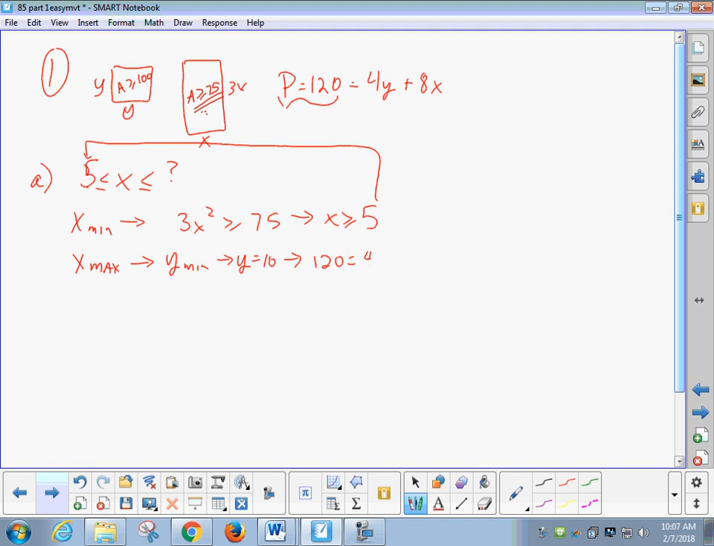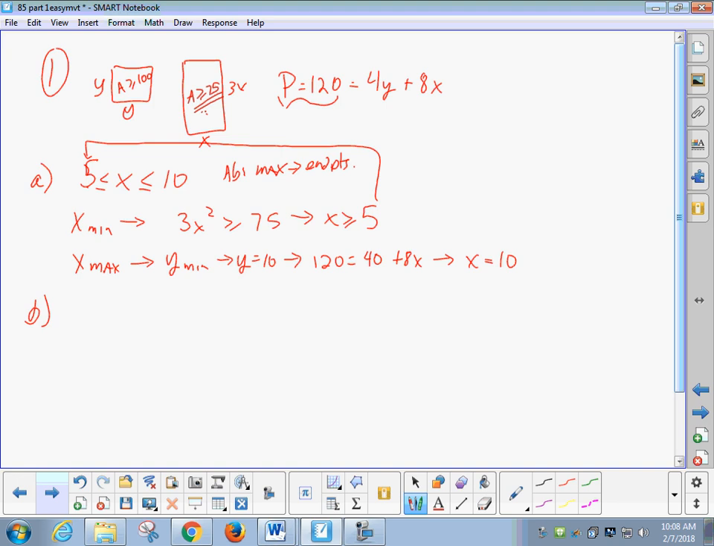Out of 120, I'm going to have to use 40 meters of fence for the y fence, leaving me with an x of 10. Okay? That is x max. So, x must be between 5 and 10. Now, whether you know it or not, that wasn't just some kind of fun little exercise. That's setting up an extreme value theorem. This is going to be an absolute max because now you have endpoints to check. Not a relative extreme problem like most optimization problems are.